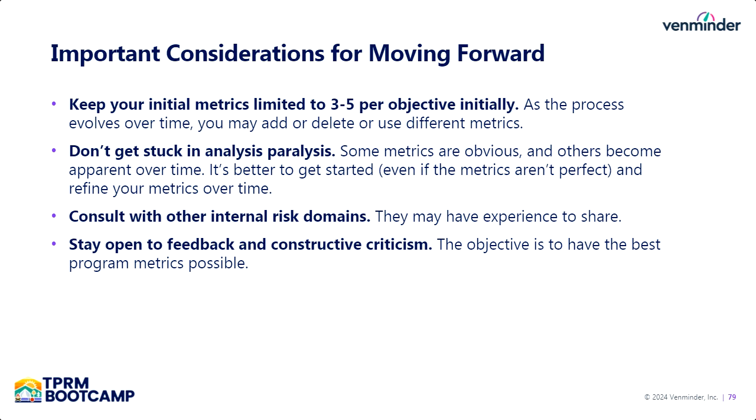Okay, just a few things to think about as you move forward. Keep those initial metrics really limited to 3 to 5 per objective, because as you move through this process, you are going to refine them. You may add metrics, you might delete them. So don't get stuck in analysis paralysis. Some metrics may be really obvious, some are going to evolve, you may get feedback. We just don't want to wait until everything's perfect, just get started.